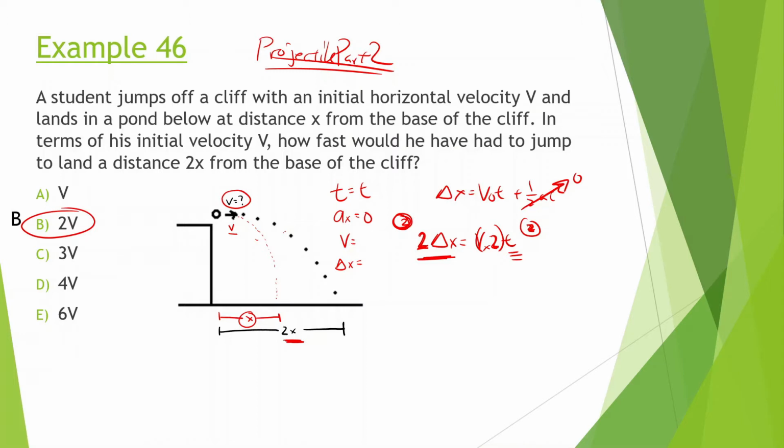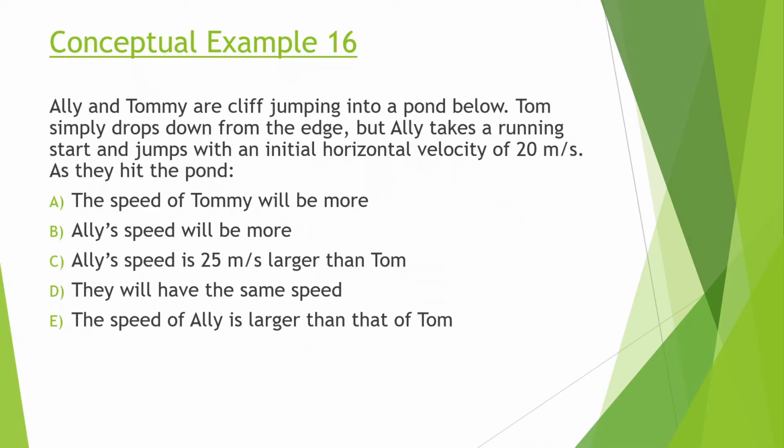All right, moving on. Allie and Tommy are cliff jumping into a pond below. Tom simply drops down from the edge, but Allie takes a running start and jumps with an initial velocity of 20 meters per second. As they hit the pond, A, the speed of Tommy will be more. B, Allie's speed will be more. C, Allie's speed is 25 meters per second larger than Tom's. D, they will have the same speed. E, the speed of Allie is larger than that of Tom.